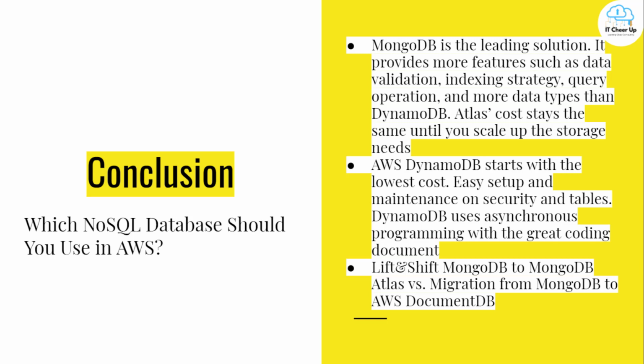MongoDB Atlas and AWS DocumentDB costs are easy to predict. If you are using MongoDB in your current on-premise environment, the quick cloud migration is lift and shift to MongoDB Atlas. You can also migrate MongoDB to AWS DocumentDB with AWS DMS. But you should assess the used MongoDB APIs, operations, and data types in your current environment and estimate the cost before the migration.